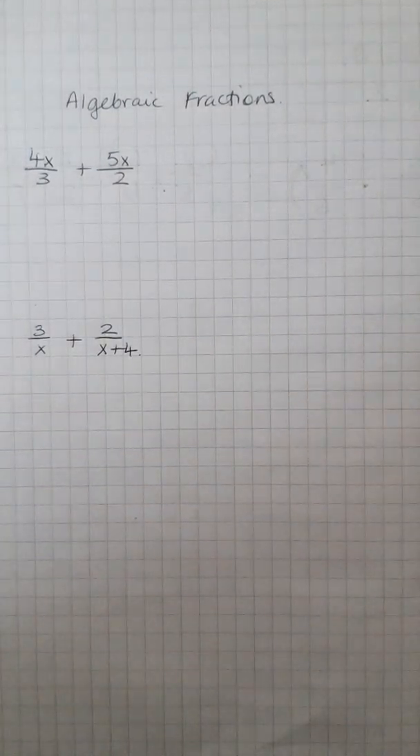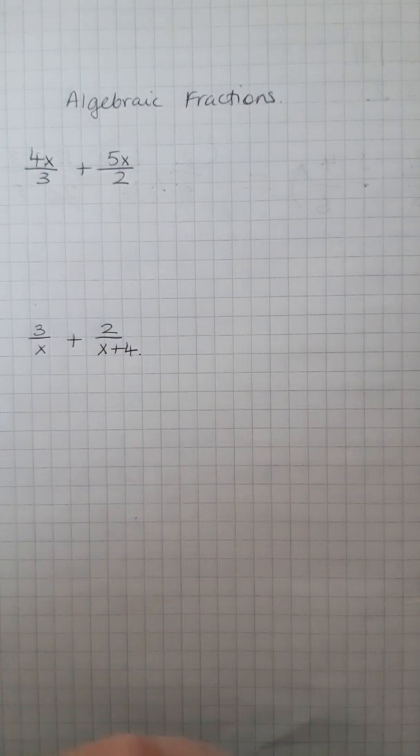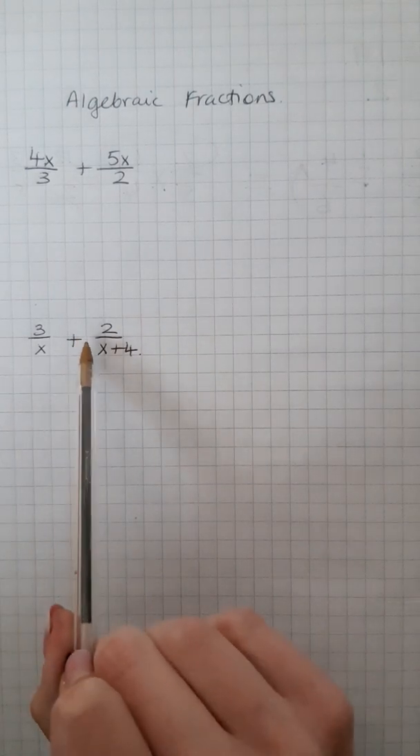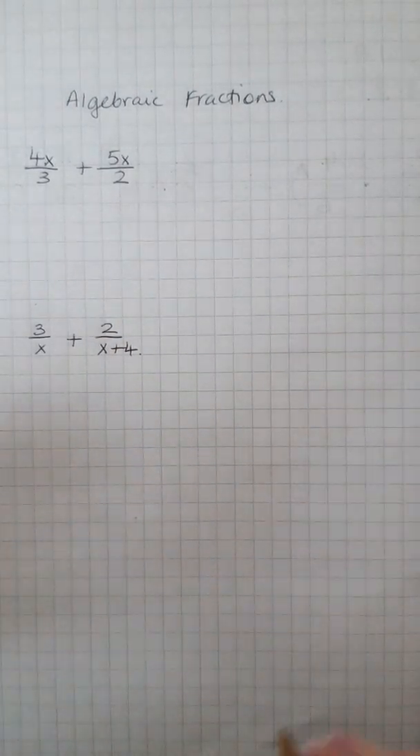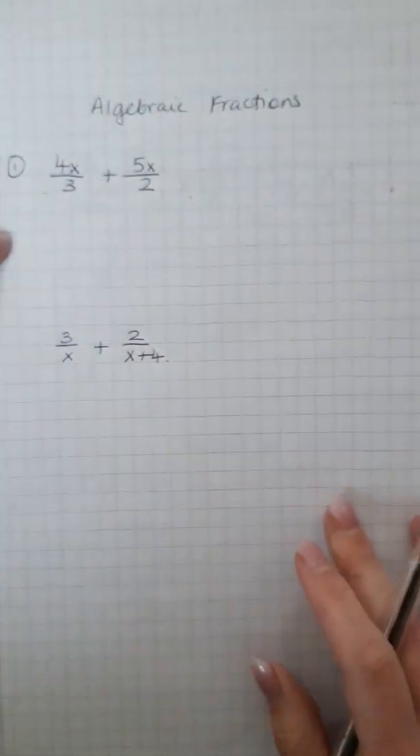Algebraic fractions. You recognize algebraic fractions by the fact that there's usually a letter. It doesn't always have to be x, but you're given a fraction added to another fraction. You may not always have plus, it could be minus either. So there's two examples that I'm going to do here with you. Two of them are quite different.